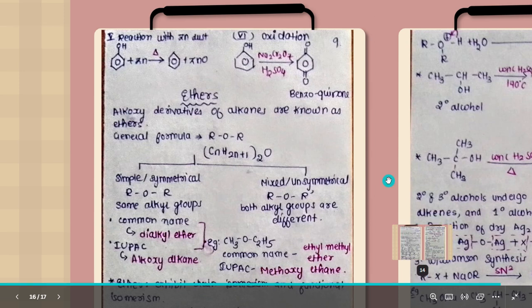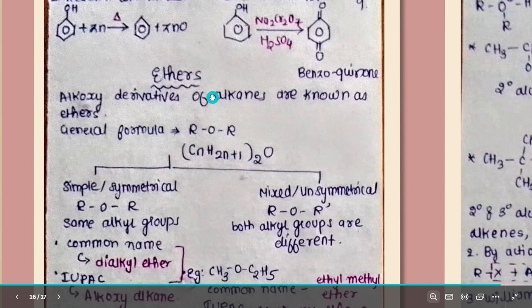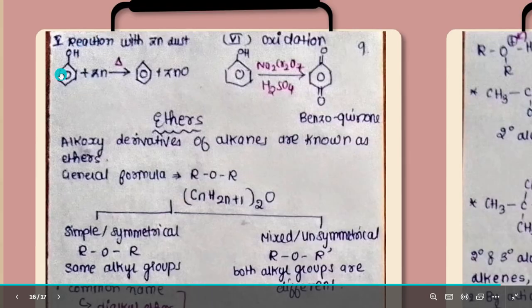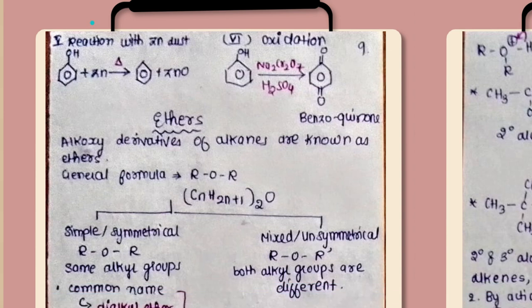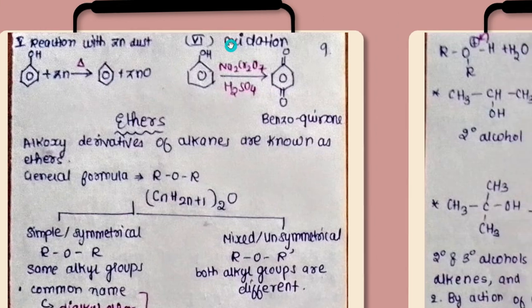Now coming to the next reaction, that is reaction with zinc dust. This is the second last reaction for phenols. Phenol on reaction with zinc on heating will give us benzene plus ZnO. Now coming to oxidation, phenol in the presence of an oxidizing agent, that is Na2Cr2O7 in the presence of H2SO4, will give me benzoquinone. This is benzoquinone.